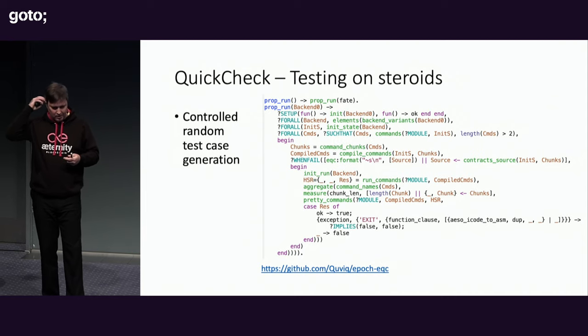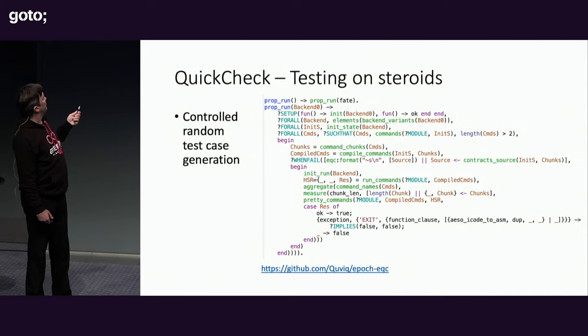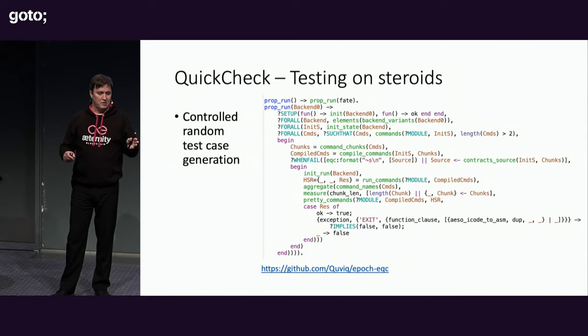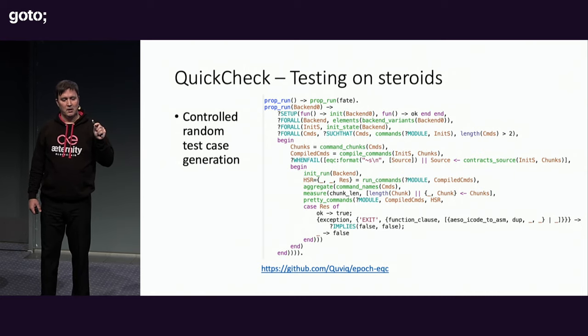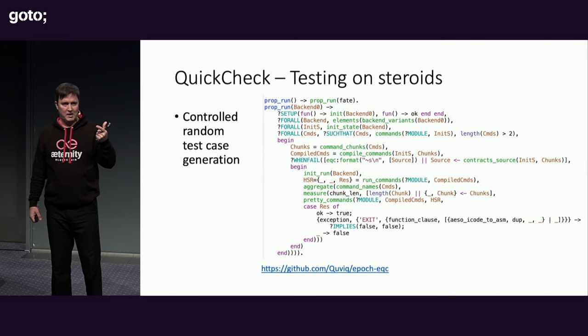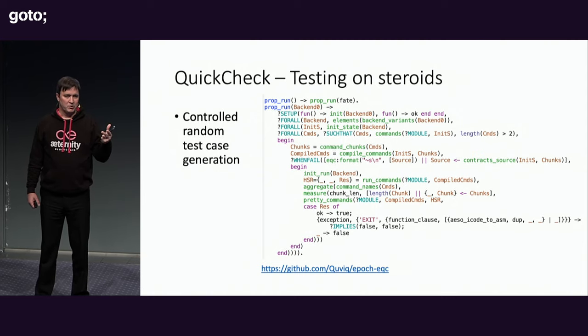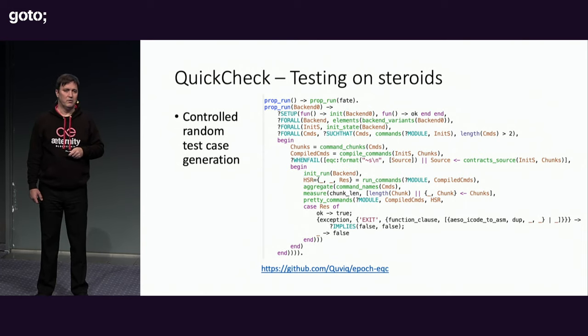There is a commercial implementation in Erlang, and the company Quviq actually maintains it. This is part of our QuickCheck code. A lot to read on a single slide. What this particular test does is, for the two different contract VMs that we have implemented, generate chunks of actual source code for various aspects of the language. So it will generate random code on the fly, and make sure that it can compile and run.